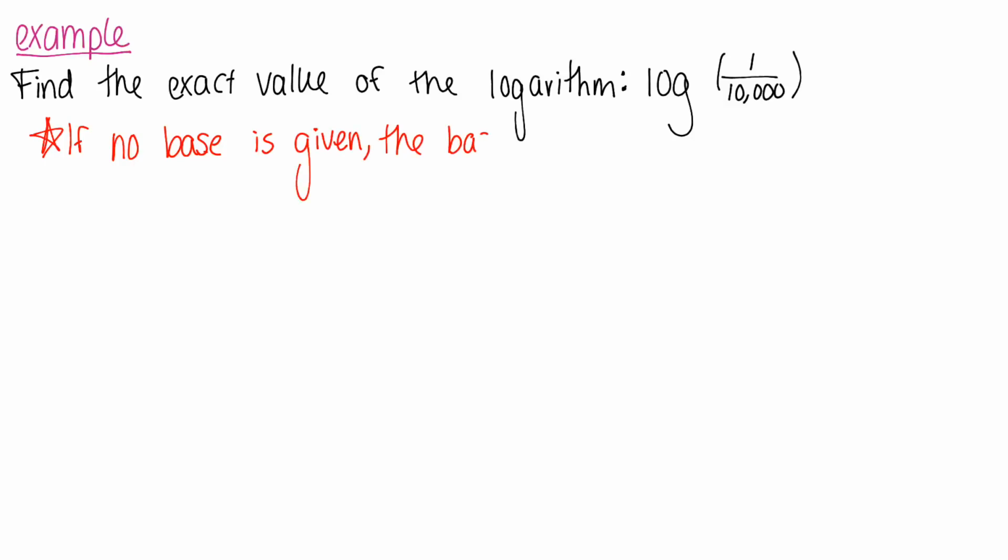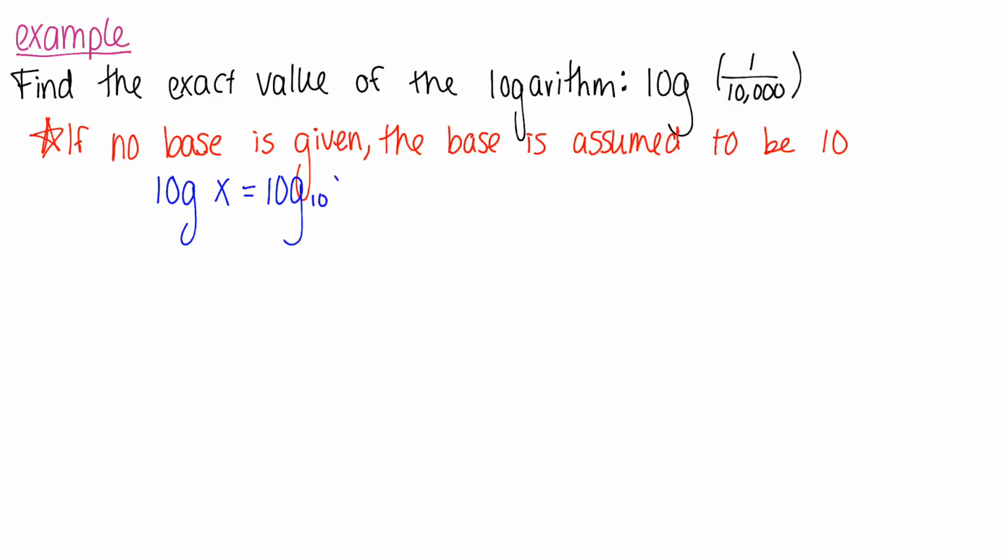So the base is assumed to be 10. The two special logs we've talked about: the first one, log of x is the same as log base 10 of x. The other one we talked about was e. Ln of x is the same as log base e of x. So if there's no base given, it is base 10. If it's ln x, then the base is e.